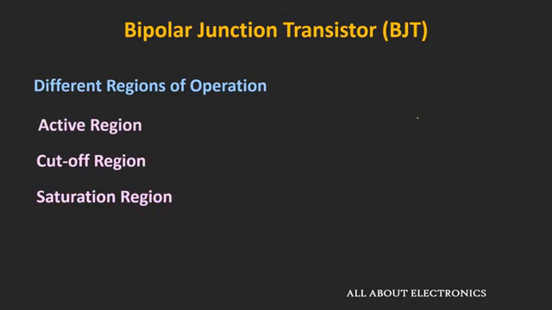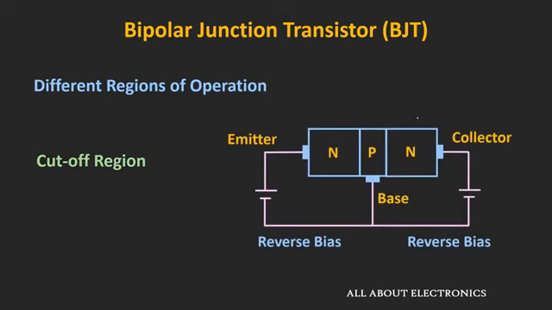Similarly, in the cutoff region, both the base-emitter junction and the base-collector junction are reverse biased. So to operate the BJT in this region, the emitter voltage should be greater than the base voltage and at the same time, the collector voltage should also be greater than the base voltage.